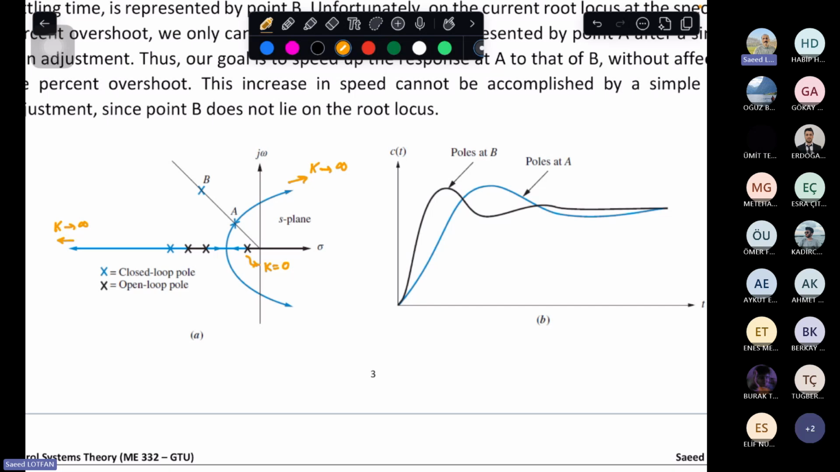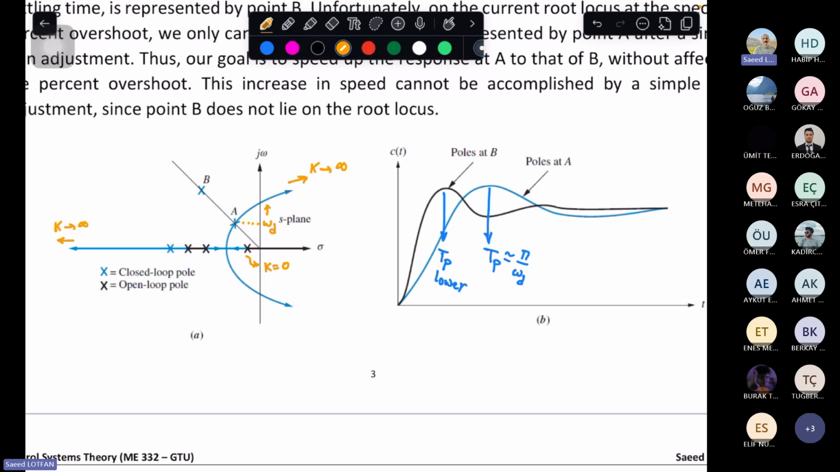Now somebody says that I want to do some refinement in the system such that it becomes faster. Becoming faster means that our peak time T of P, which is pi on omega d, we can say approximately, because for second order systems it is like this. For third order systems or higher order systems, it is not like this. We want to decrease it to a lower value. So to do this, I have to increase the omega d.